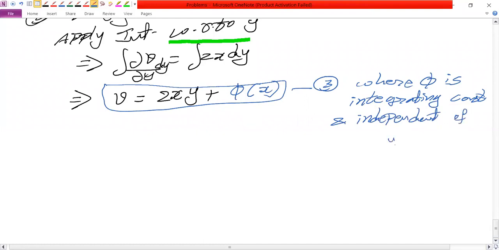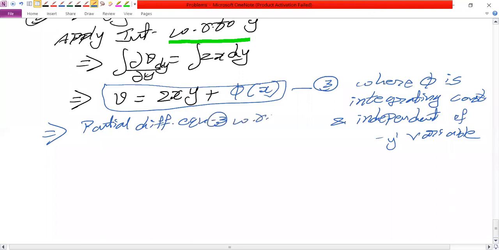Independent of y variable. Now, with respect to which variable did we do integration? With respect to y. So, do partial differentiation of v with respect to x. Differentiate equation 3 with respect to x variable. Can we simplify it as c? No, we cannot take it as c.